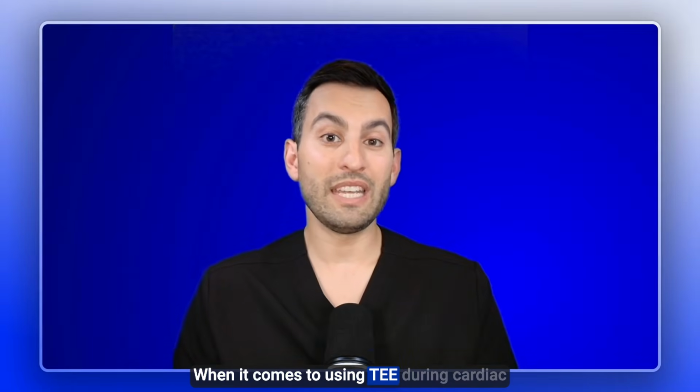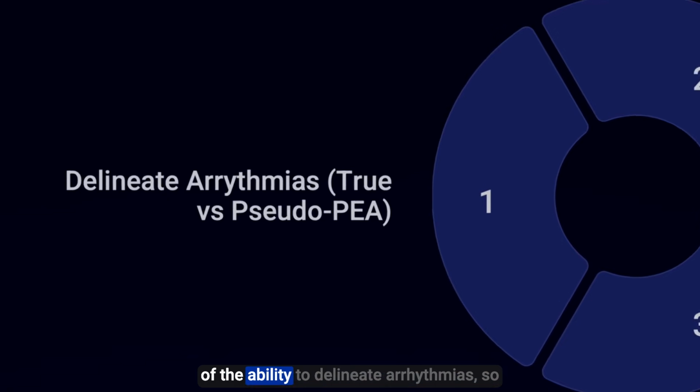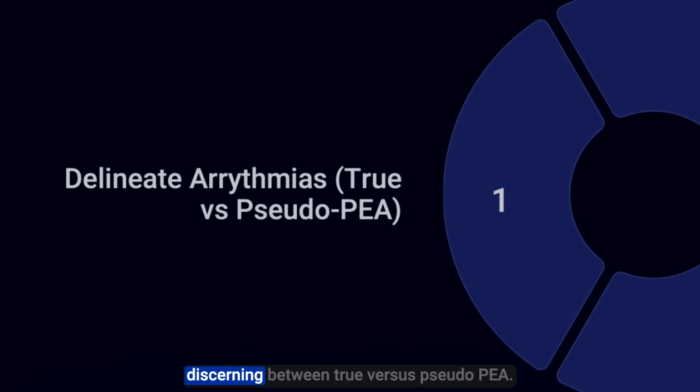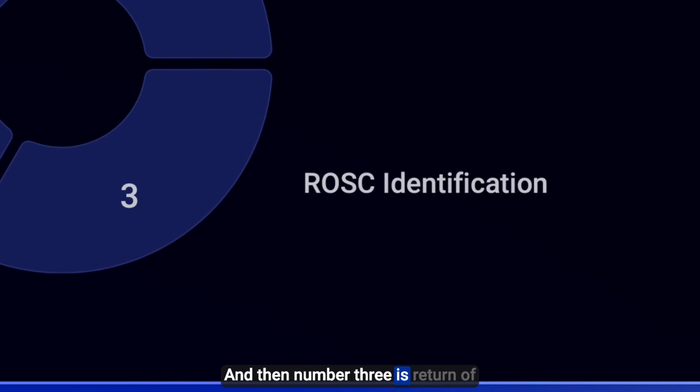When it comes to using TEE during cardiac arrest, there are three major benefits that I think of. Number one, the ability to delineate arrhythmias, so discerning between true versus pseudo PEA. Number two, the ability to improve CPR, and specifically improve either the depth or location of the chest compressions. And number three is return of spontaneous circulation identification.